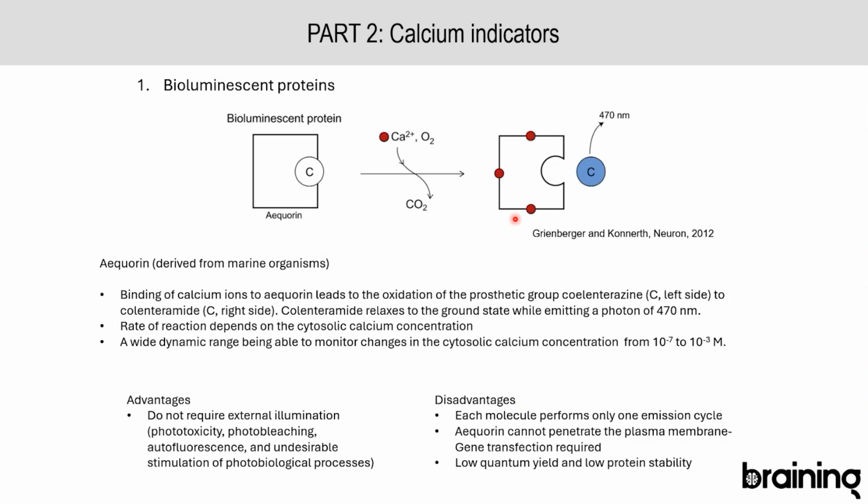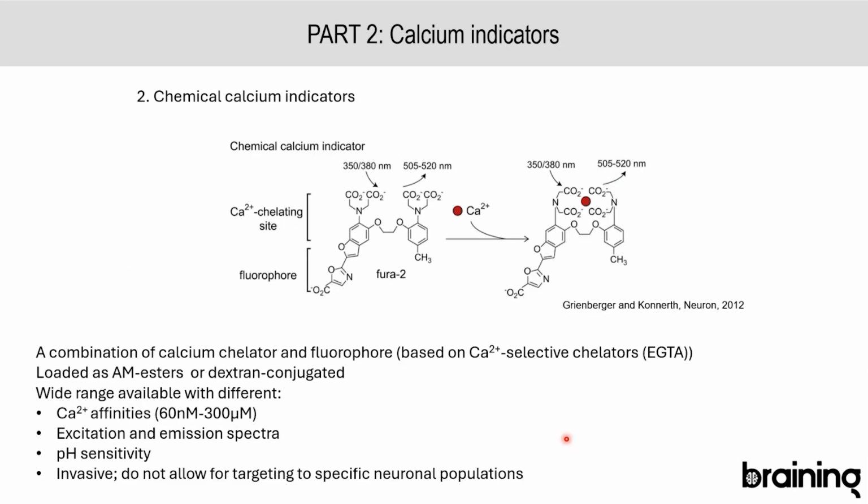However, this type of protein has some disadvantages. Each molecule performs only one emission cycle. Okay, so we cannot go back and have another emission cycle. Another big problem is that this protein cannot penetrate the plasma membrane, so it needs a gene transfection to be expressed in the cells where we want to evaluate this calcium signaling, and it has a low quantum yield and low protein stability. So although they exist, they are not very used to evaluate calcium signaling in cells.